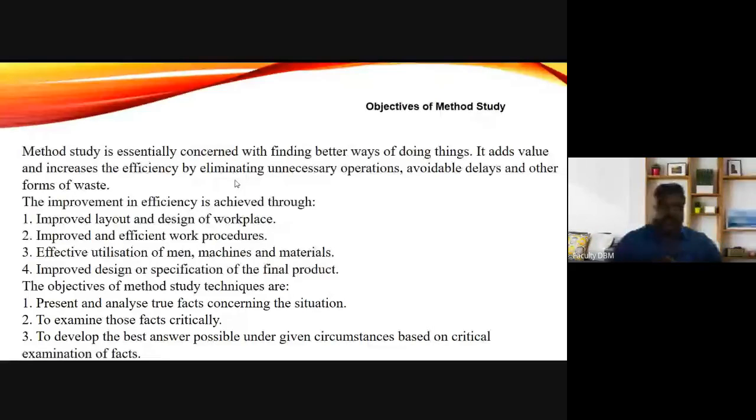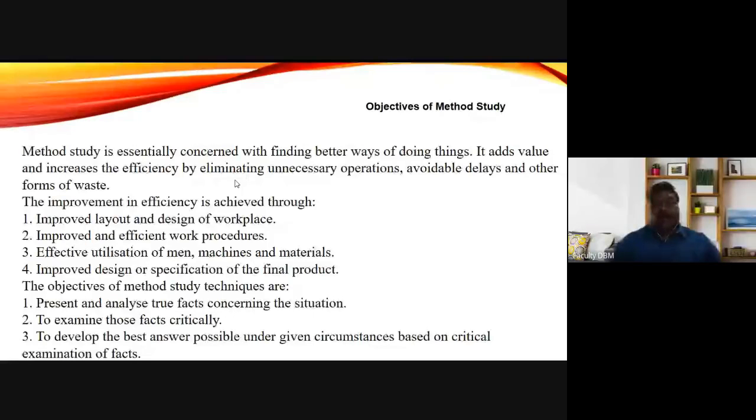If you come back to urbanization, we have an example in post offices, where multi-purpose counters will be there, 6 or 7. Multi-purpose means all activities like receipts, payments, deposits, complaints and postage, everything will be done in each and every counter. So that is the layout design they are going to change, because they have studied those unnecessary operations and avoided the delays and other forms of waste. It is time waste. Effective utilization of men, machine, and materials they are going to do. That is their main objective.